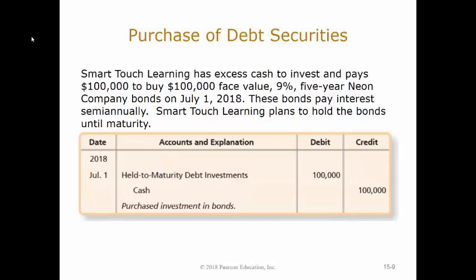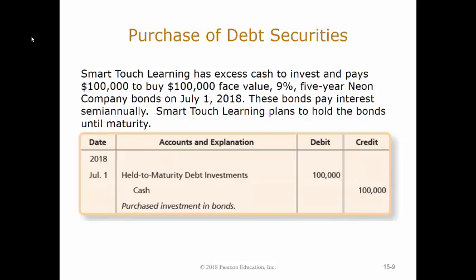So Smart Touch Learning has excess cash to invest and they want to buy a bond. They could pay $100,000 to buy a $100,000 face value, 9%, 5-year bond from Neon Company. These bonds are going to pay interest semi-annually, which is normal for bonds, twice a year. And Smart Touch plans to hold the bonds until maturity.